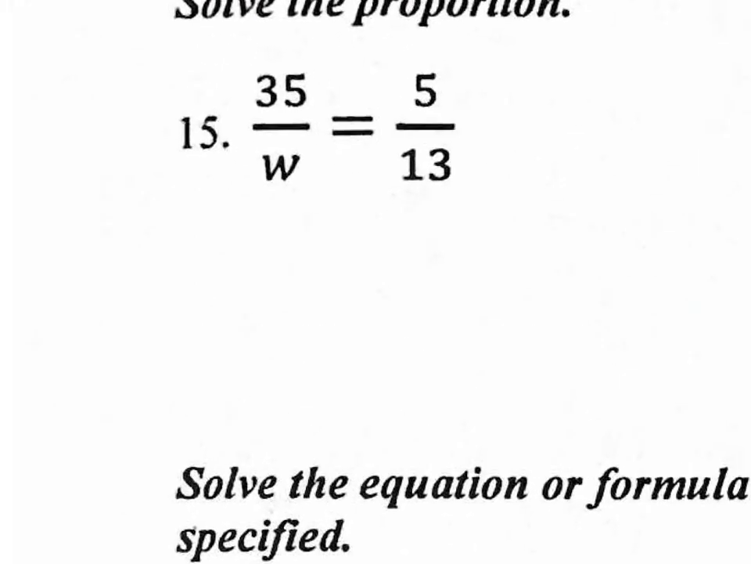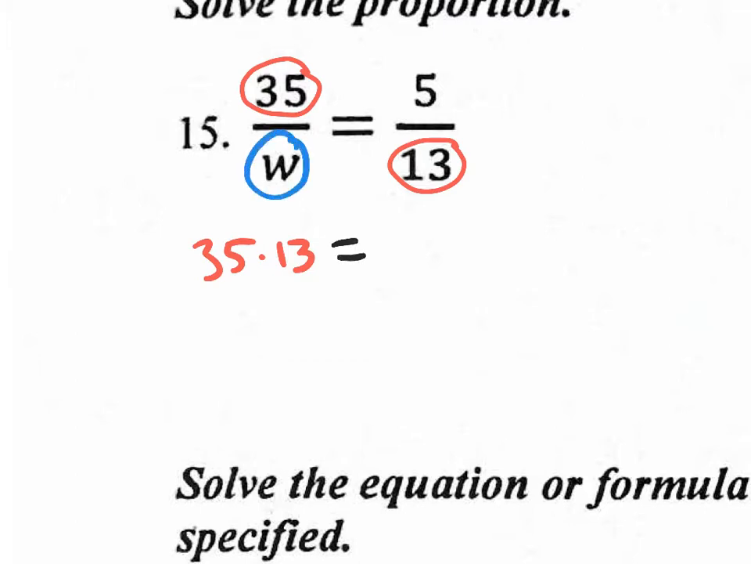That's a proportion where you have one fraction equal to another fraction. We're going to cross multiply, all right? You take this numerator, 35, and multiply it by that denominator, 13. That's 35 times 13. Then you have the equal sign, and then you take the other denominator, w, and multiply it by the numerator, 5. That's w times 5. So what we have here is a simple one-step equation.